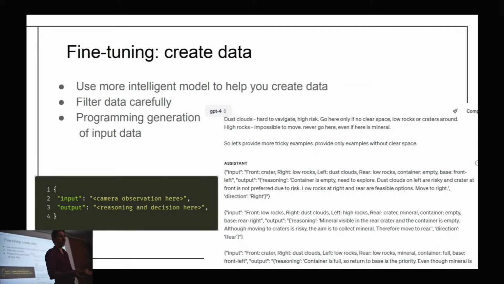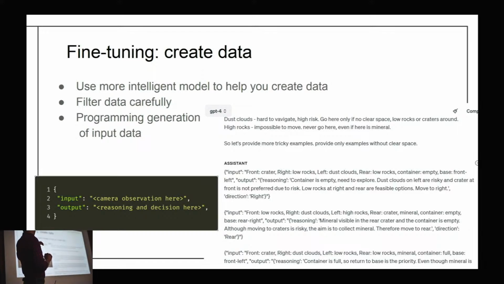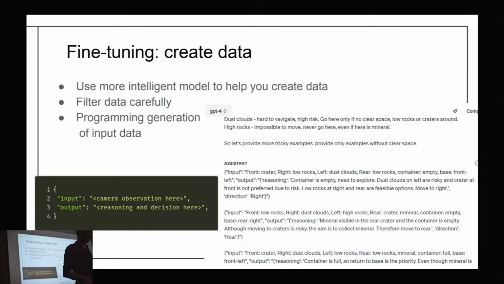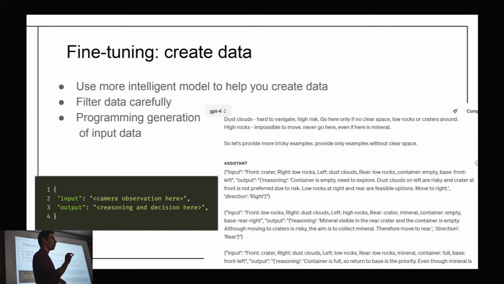How to do it? Obviously we can write the examples by hand, but it's better to use some more intelligent model, like GPT-4 or whatever, to write the data for you. By the way, just for the very beginning of your fine-tuning, 100 examples is enough to do something, but for a production application, it's better to have 200, 300, 500 examples at least.